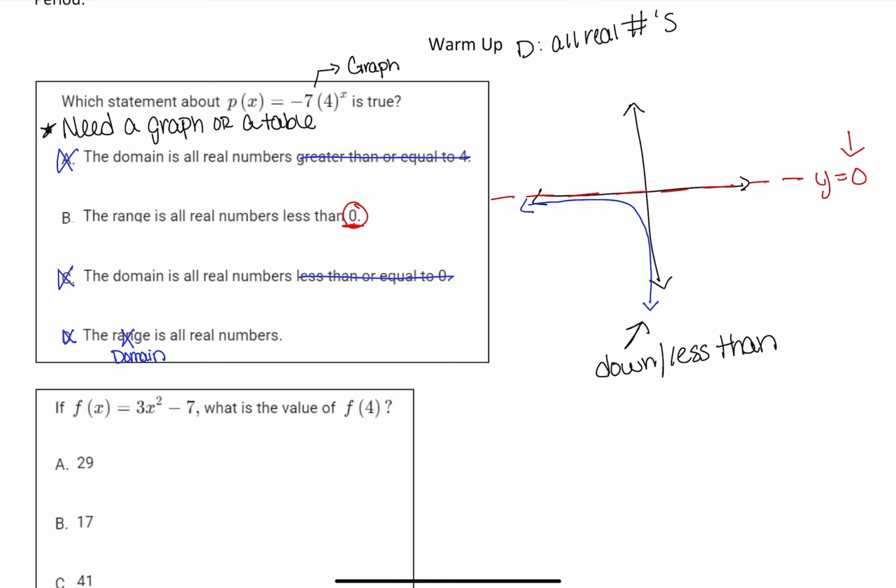Now, another way that I teach it is with your horizontal asymptote. Is the graph underneath the horizontal asymptote or is it above? If it's underneath, it's less than. If it's above, it's greater than. Well, this one's underneath, so it's going to be less than. So B is your answer. But again, the most important thing is you can't find domain or range without a table or a graph. So if you're given an equation, no graph, go put it in the calculator and graph it.